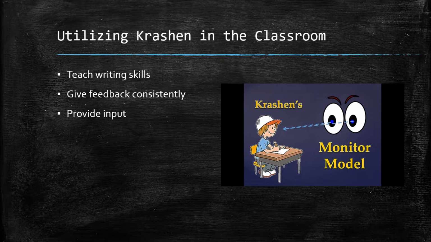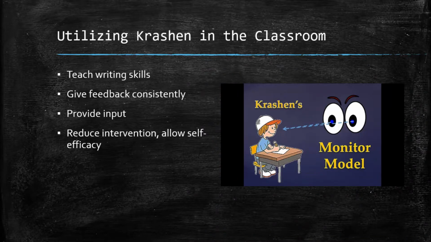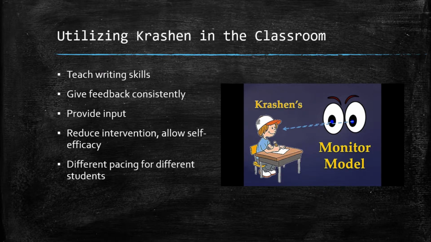We don't need to intervene so much in Krashen's model. Like I said, reduce the intervention, allow self-efficacy. I could beat a dead horse with that all day. It's really important that we don't intervene, but that we monitor and we listen and observe how our students are progressing and help when needed. And then, like I said, different pacing for different students.